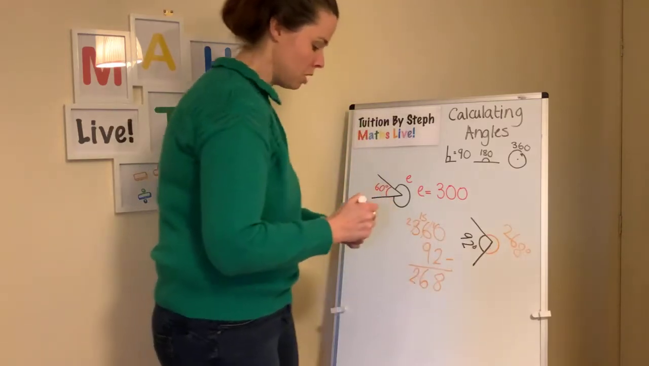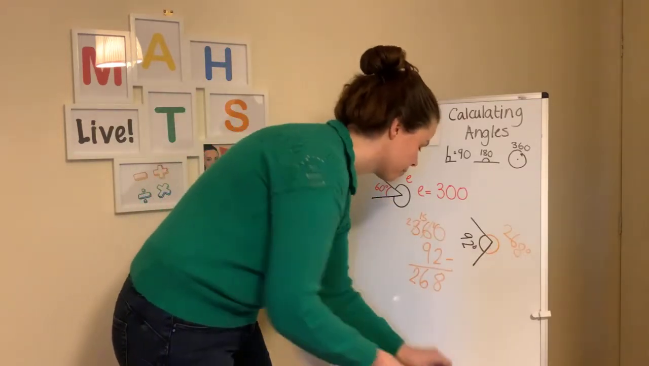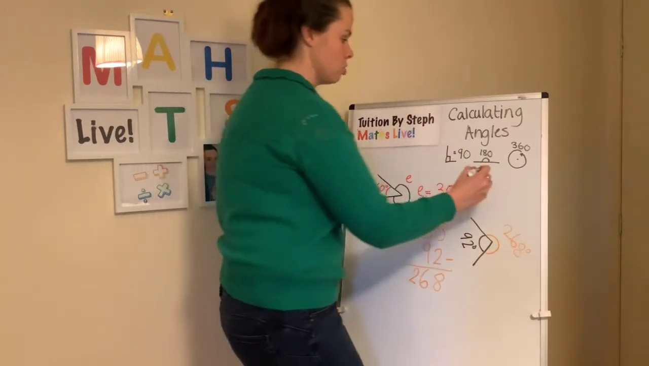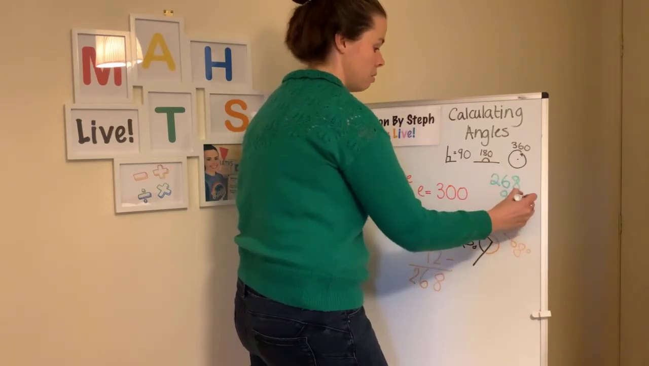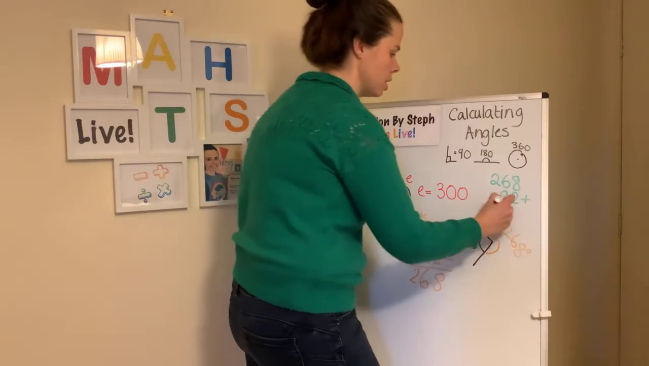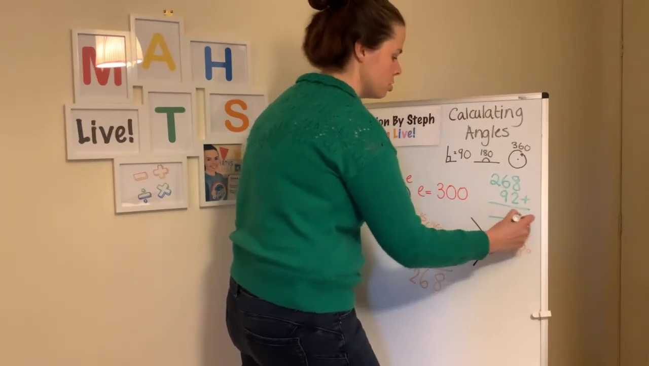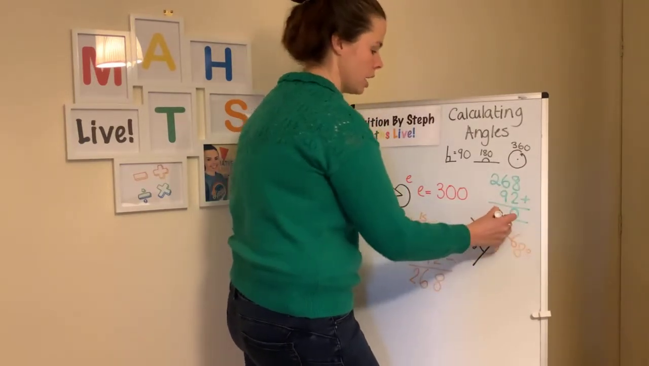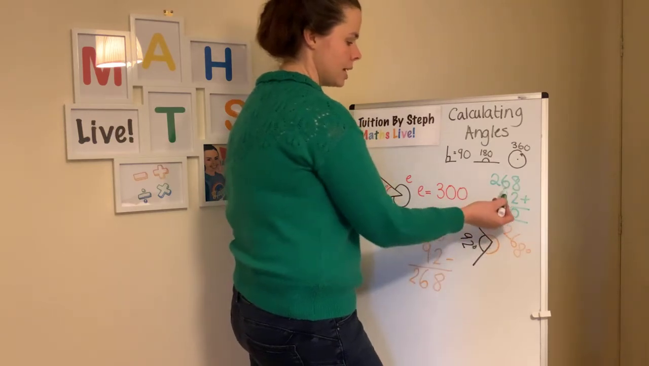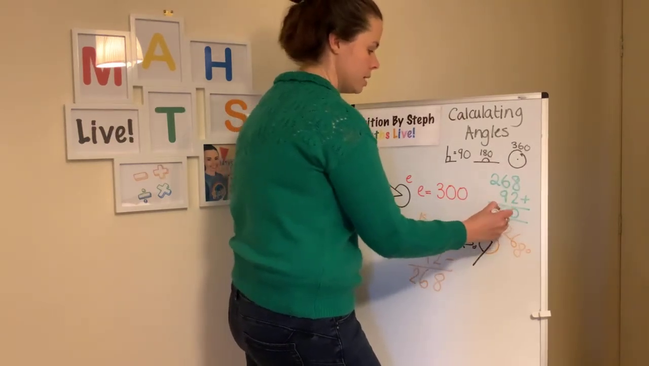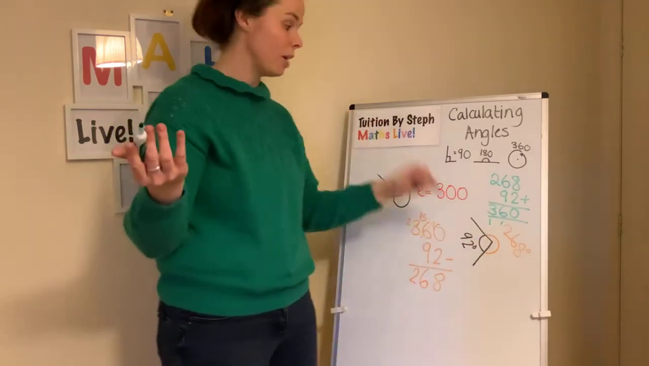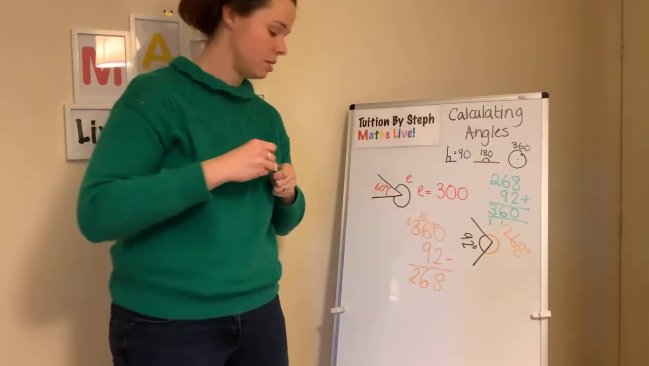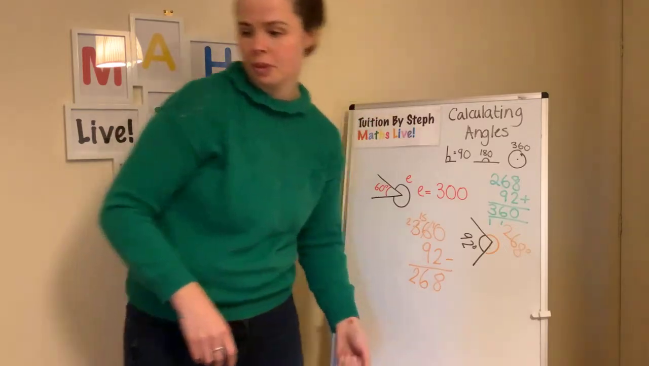Let's check. If you're not sure, check. So hopefully our 268 plus our 92 makes 360. So 8 and 2 is 10. It's a good start. Carry our 1. 6 and 9 and 1 is 16. 2 and 1 is 3. So it does work. It's 268 degrees.